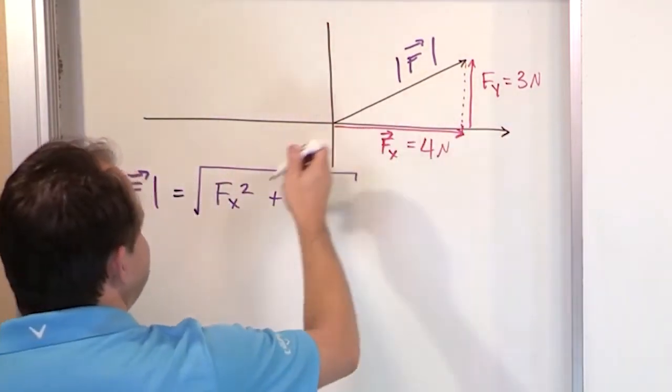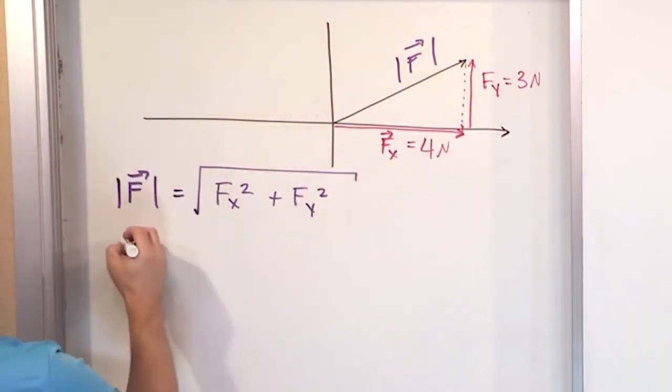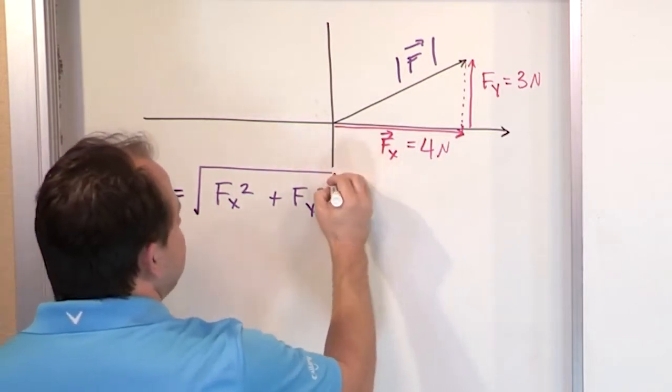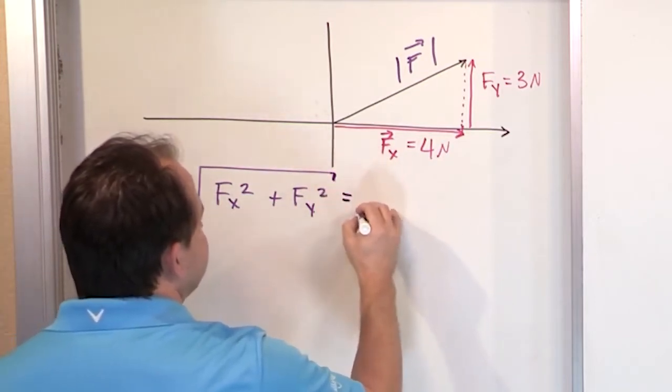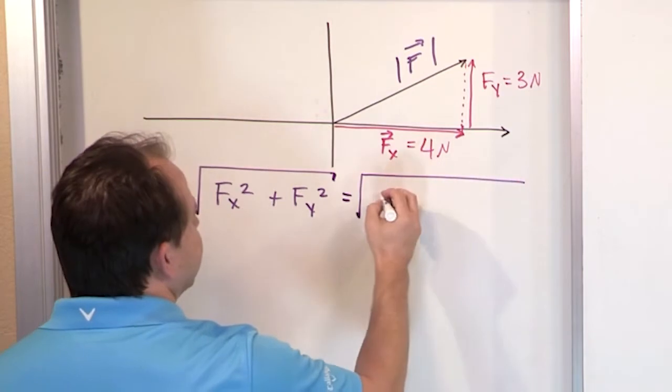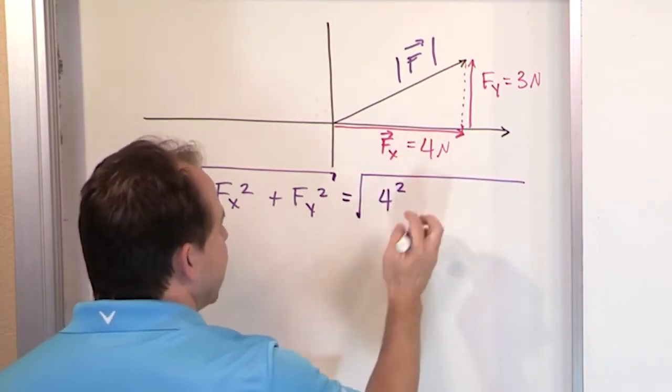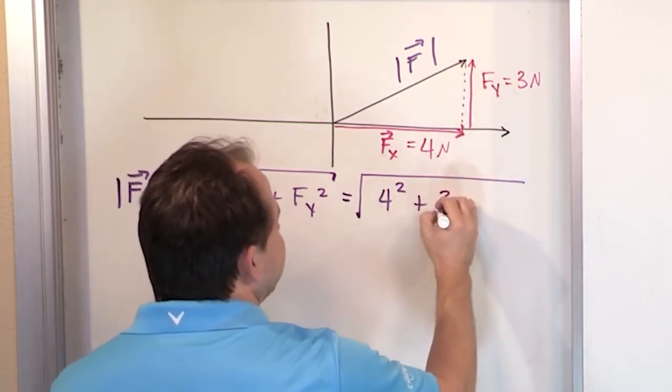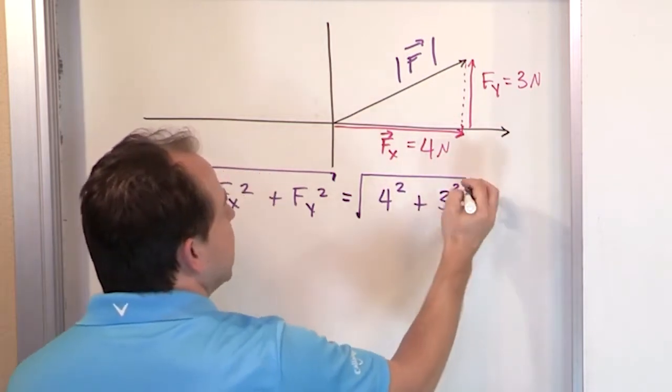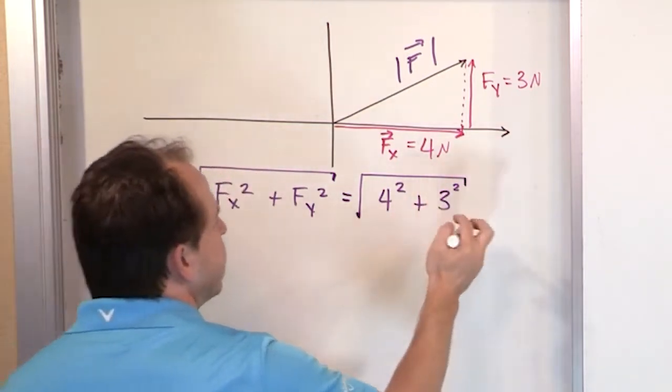So all you have to do is stick them into the Pythagorean theorem here, and then what you will see is that what you get is the square root of fx is 4. Go ahead and write it as 4 squared for now. And this is 3, so write it as 3 squared. Don't do too many steps at once. I want to see that you're squaring this and squaring this.